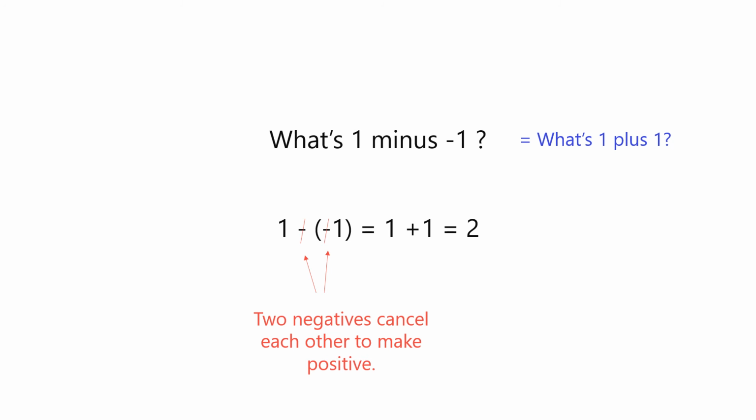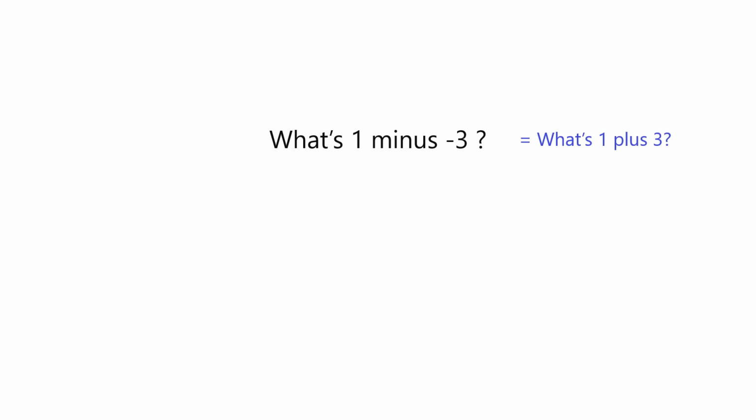What's 1 minus negative 3? 1 minus negative 3 is equal to 1 plus 3, which is equal to 4.